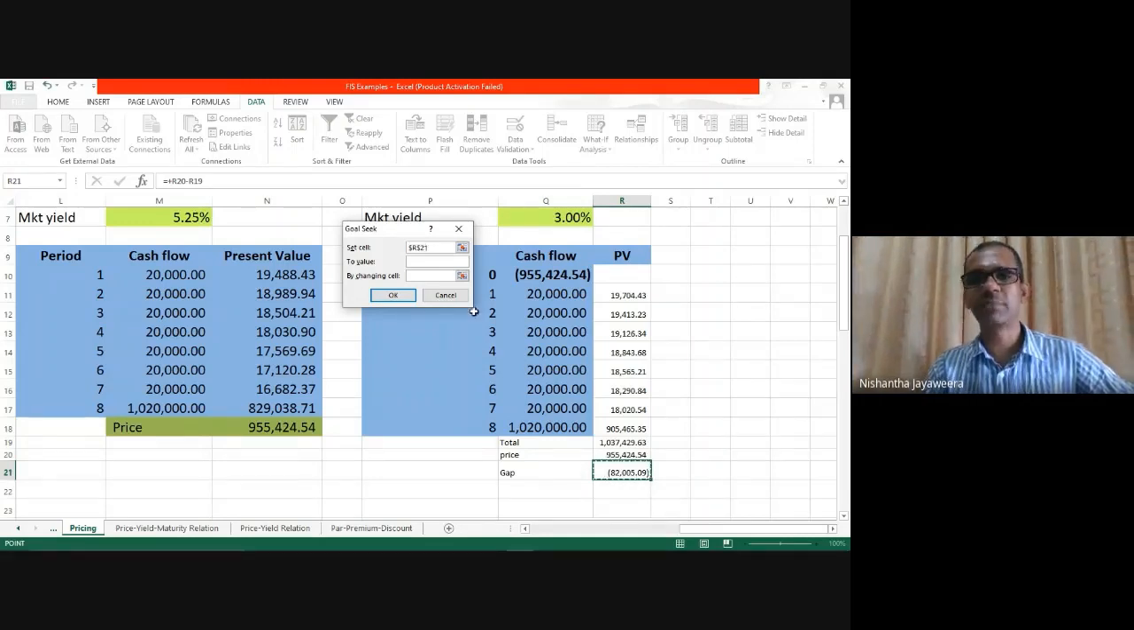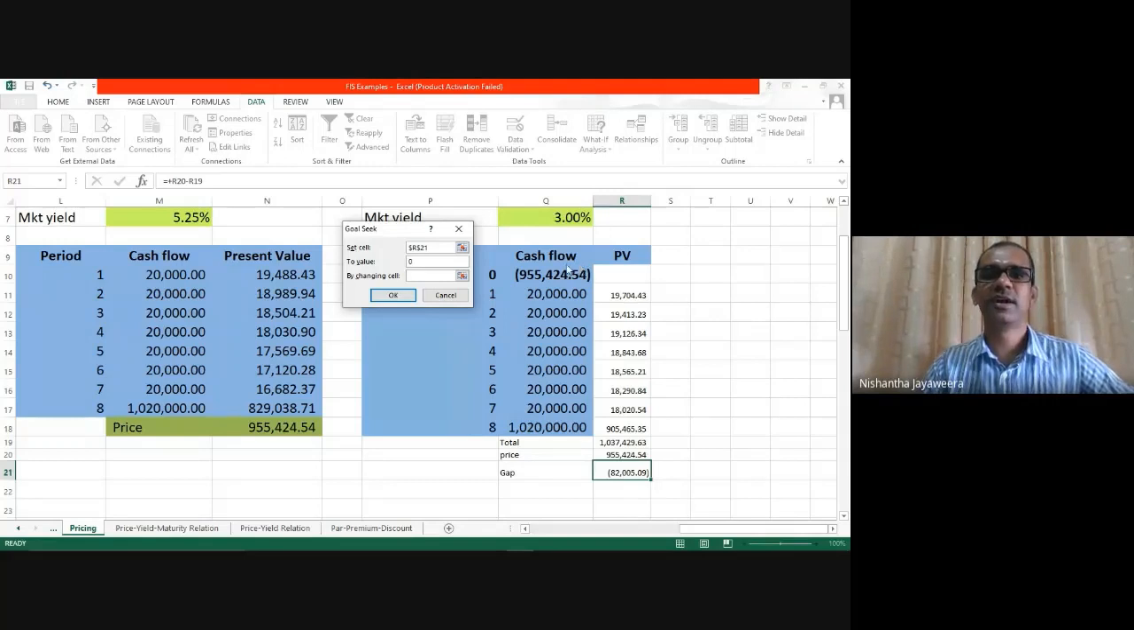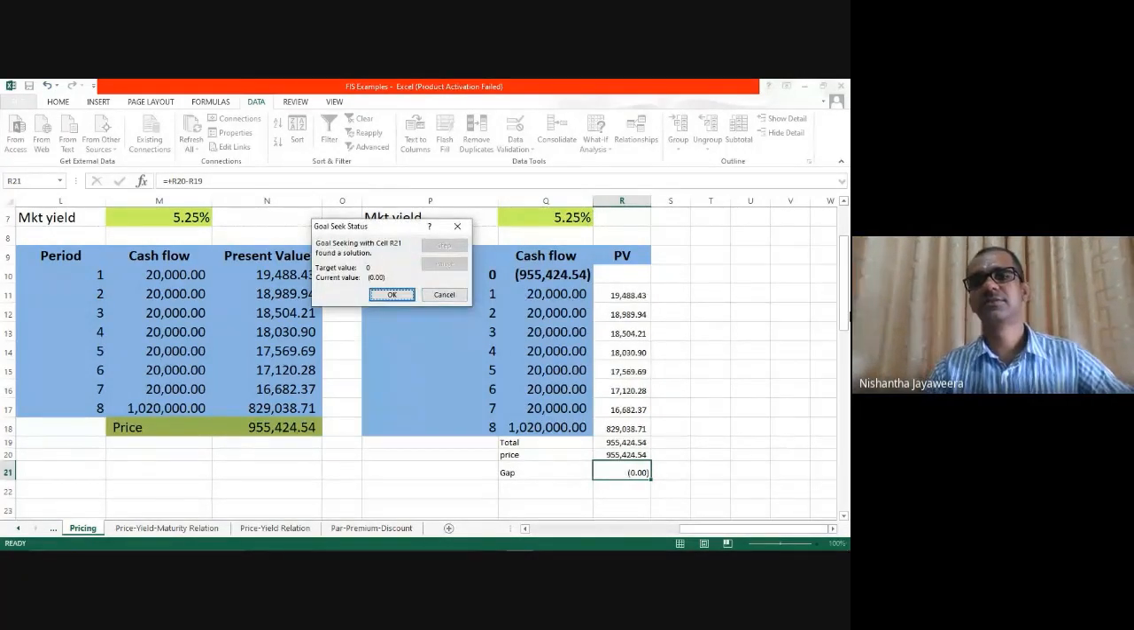We want to set the gap to what? What should the gap be when we calculate the price properly? Zero, right? Yeah, set the gap to 0, by changing the cell. What is the cell that we want to change? The yield. So, okay. Still you get the market yield. Now the gap is 0 because the total comes to the same as the price.